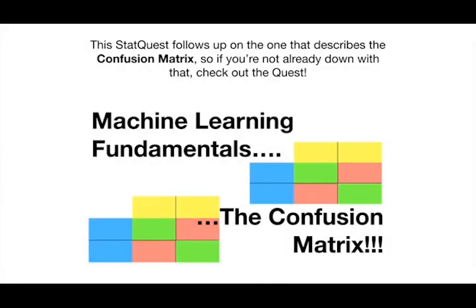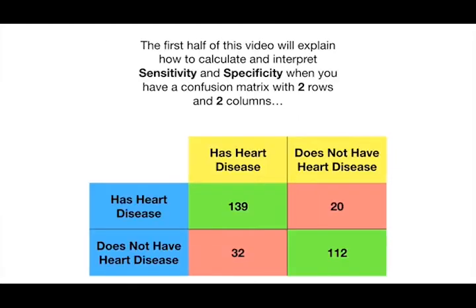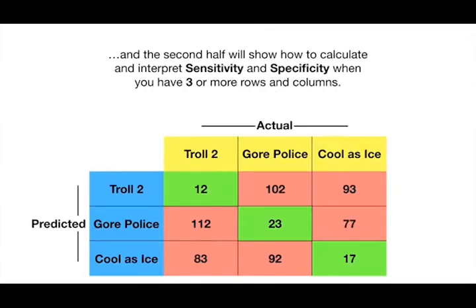This StatQuest follows up on the one that describes the confusion matrix, so if you're not already down with that, check out the quest. The first half of this video will explain how to calculate and interpret sensitivity and specificity when you have a confusion matrix with 2 rows and 2 columns. And the second half will show you how to calculate and interpret sensitivity and specificity when you have 3 or more rows and columns.